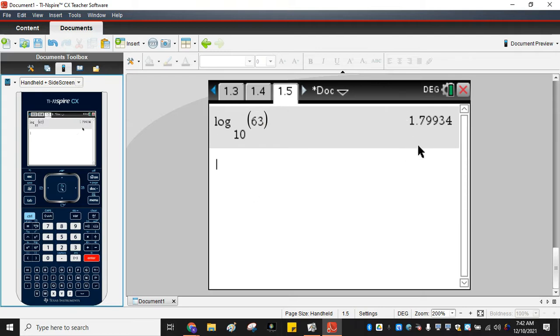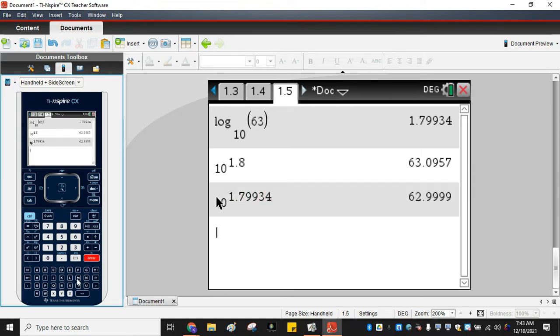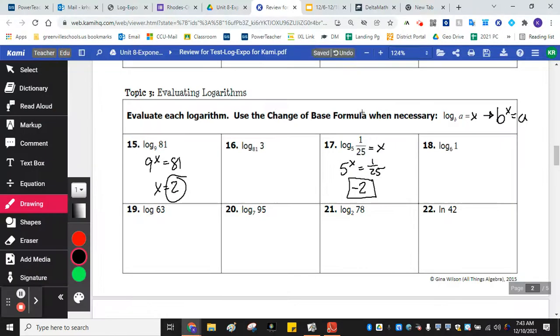1.799934. I'm going to write it all, because if I just write 1.8, that's not going to be 63. See, the longer I write my decimal, the more accurate my answer is. So 1.79934. Much closer. So you're probably saying, well, then why didn't you put these in the calculator? You could, but I want you to know what log means.